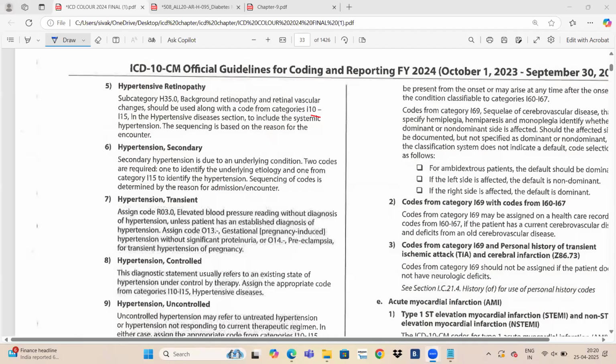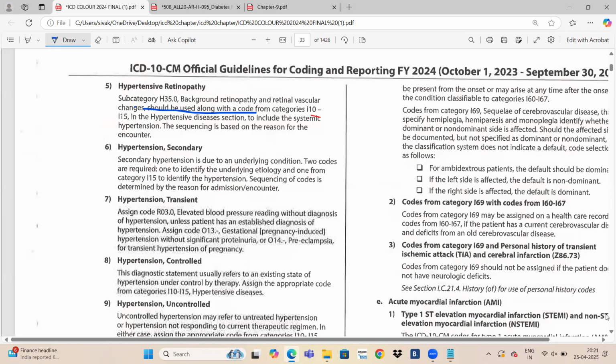If we have hypertensive retinopathy, in this we have a combination code for that, right? And retinopathy we have to code separately. Retinopathy H35, you need to code additionally. First we have to code the combination code, and after that we have to code retinopathy separately.